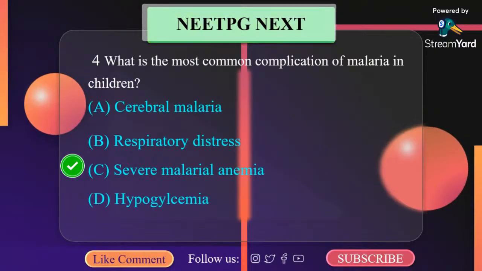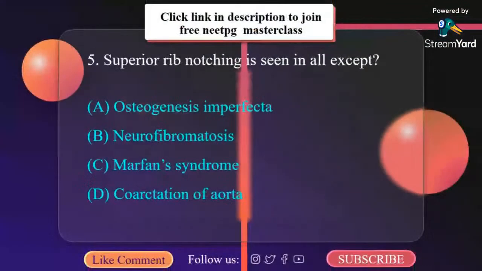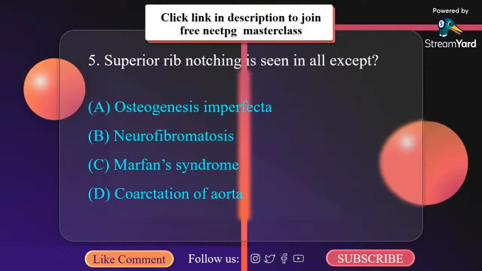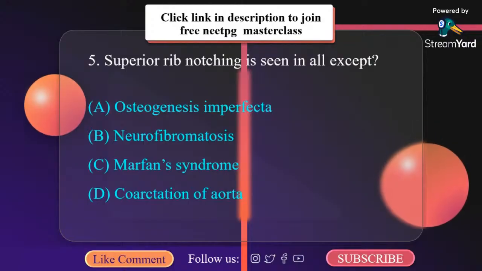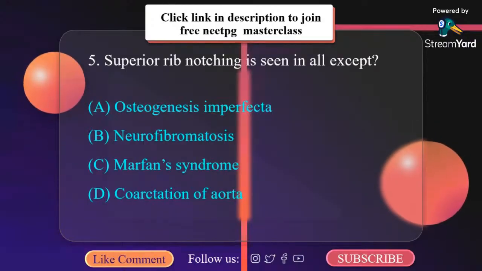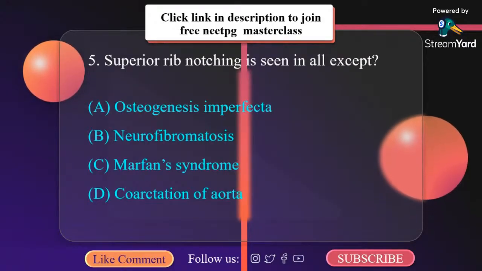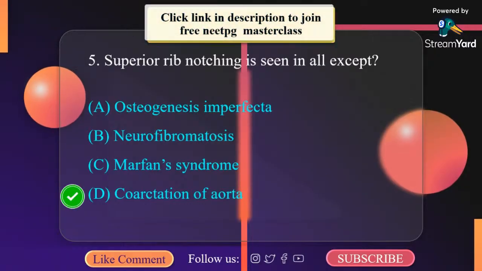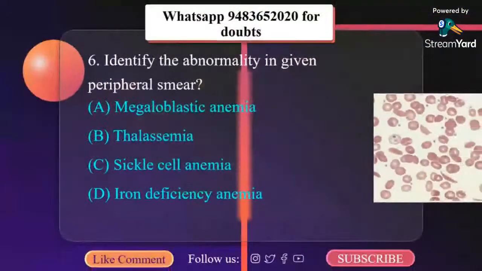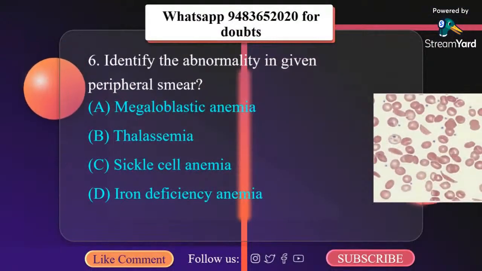It is the most common complication in children. Superior rib notching is seen in all: osteogenesis imperfecta, neurofibromatosis, Marfan syndrome, coarctation of aorta, except coarctation of aorta. Coarctation of aorta causes inferior rib notching.